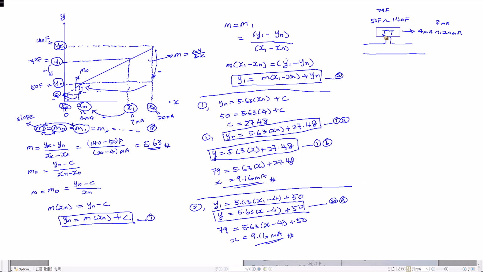So for this instrument, which has an instrument range of 50 Fahrenheit to 140 Fahrenheit and an output signal range of 4 milliampere to 20 milliampere, if the temperature transmitter reads 79 Fahrenheit, the corresponding milliampere signal that will be sent to the PLC is 9.16 milliampere.